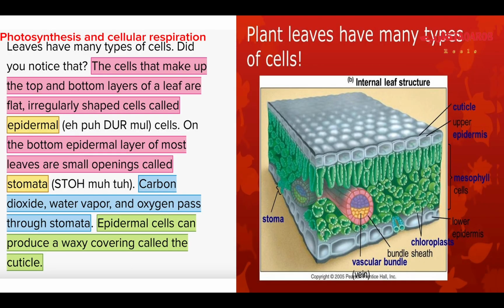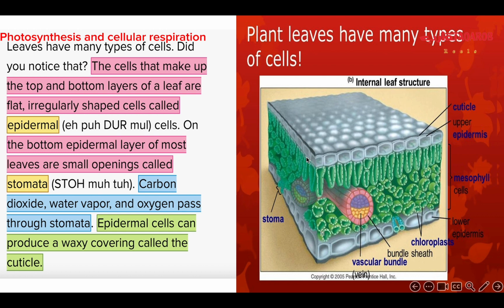So after you watched the video, leaves have many types of cells. Did you notice that? Yes. The first type of cells is the cells that make up the top and bottom layers of a leaf, which are flat, irregularly shaped, and we call them epidermal. So this is the top layer of the leaf, which is the epidermal cells.